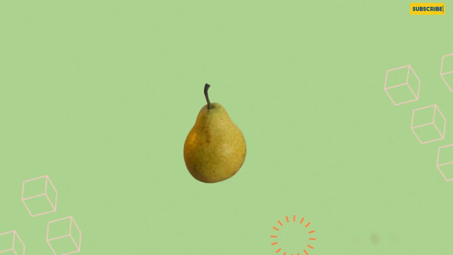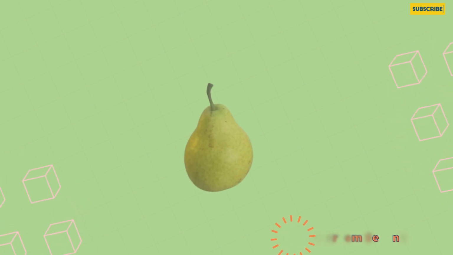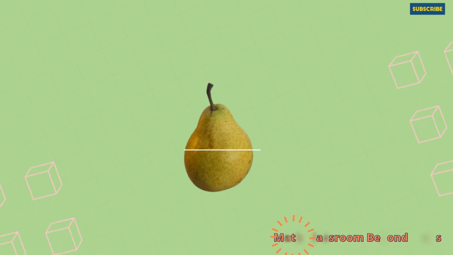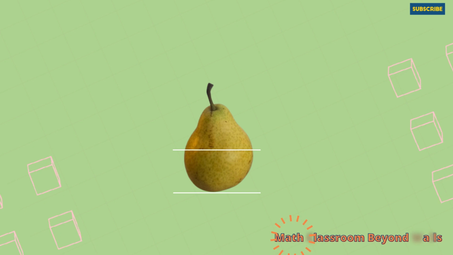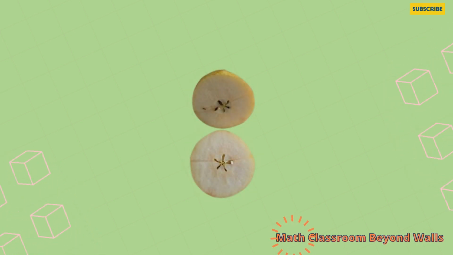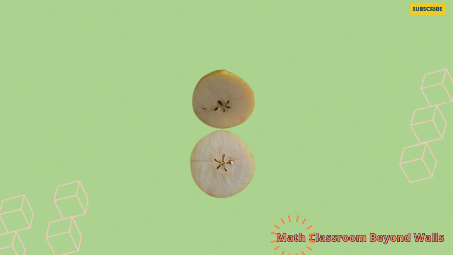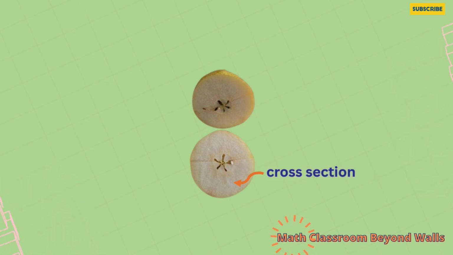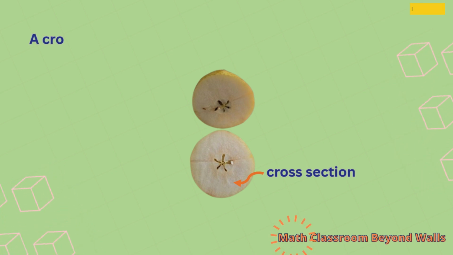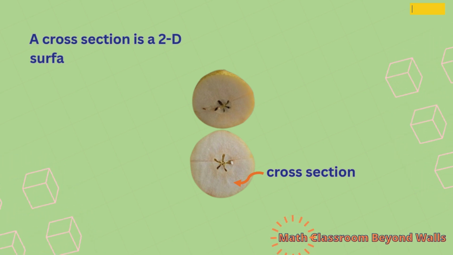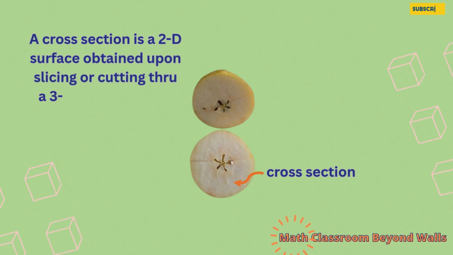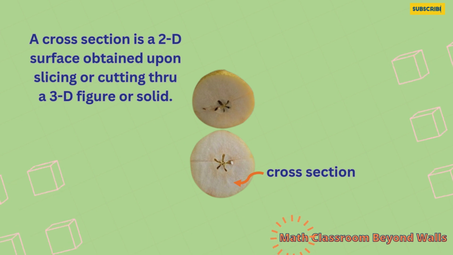Okay, let us look at this fruit here, learners. What shape do you think will be obtained if we slice this fruit here parallel to its bottom? Okay, so you must have observed that circular surfaces are obtained. This exposed surface is the cross-section of the solid. A cross-section is a 2D surface obtained upon slicing or cutting through a 3D figure or solid.